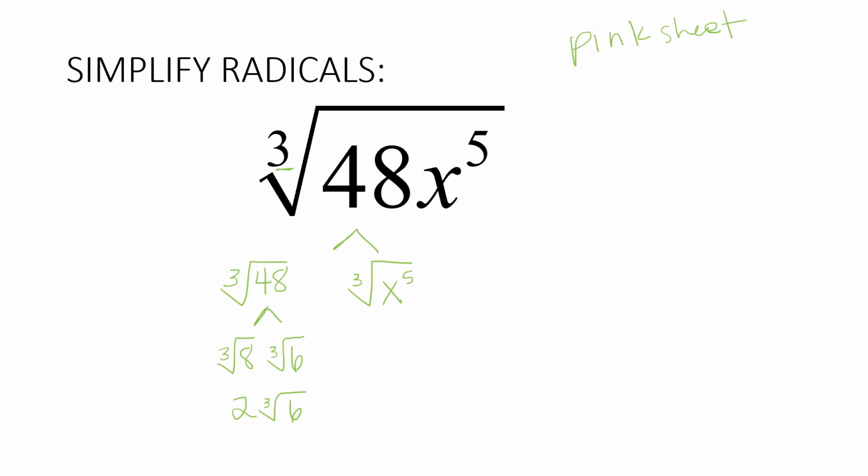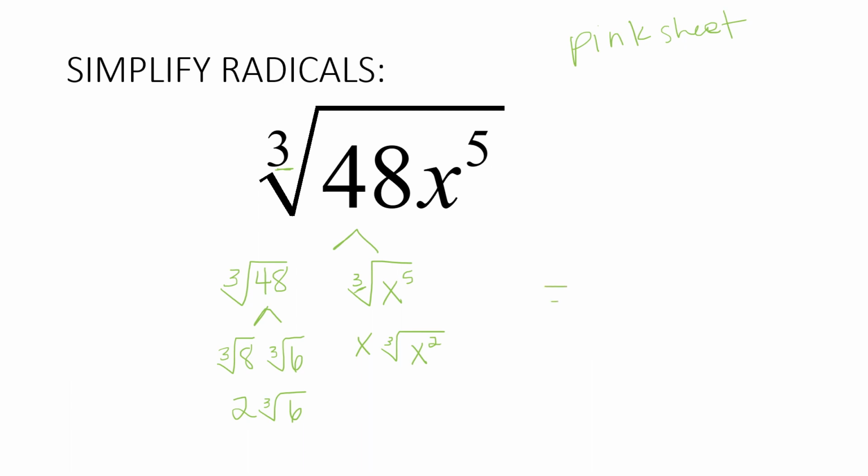Looking over here then at our cube root of x to the fifth, again, this jail only lets groups of 3 out. So how many groups of 3 can get out of 5 x's? Looks like I can take one out. And what would be remaining underneath there in jail would be 2 x's.